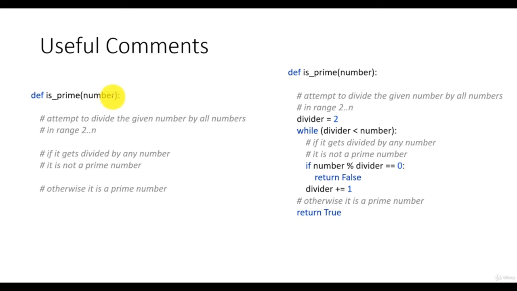Now coming to the right hand side, this second function. After writing the comments describing the logic, we can write the code as per the logic. Such comments help us when we are coding and they guide us not to make any mistake, right?